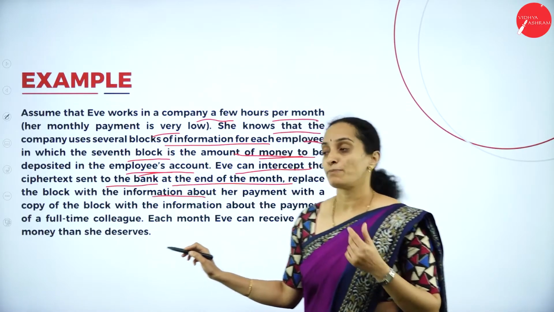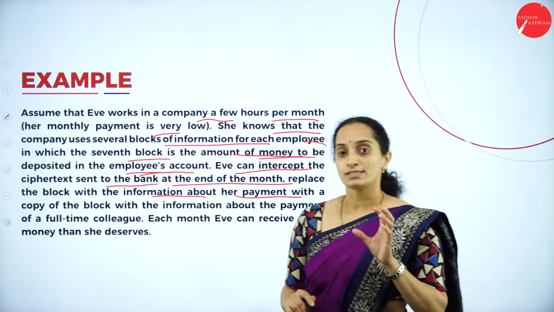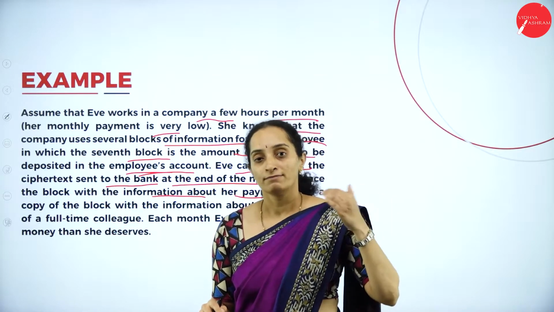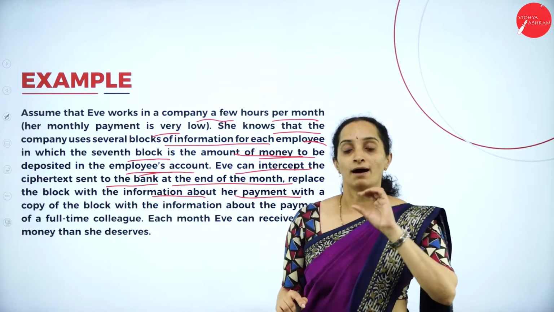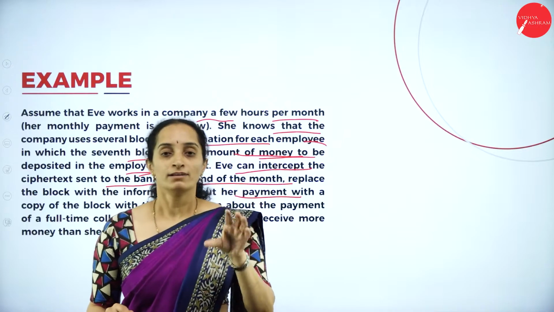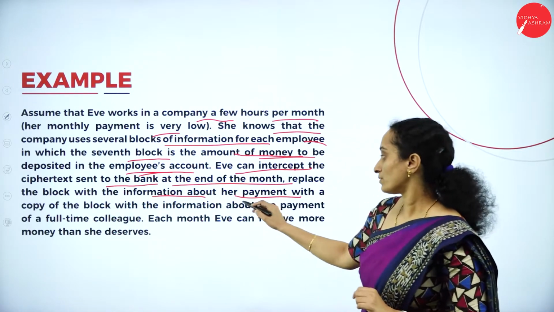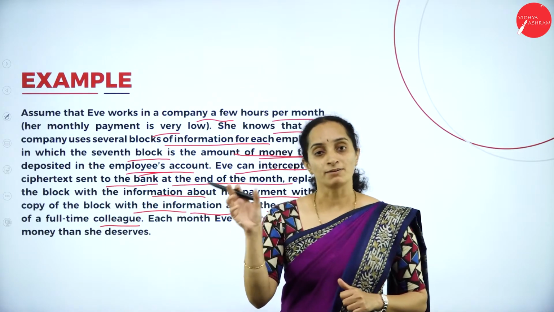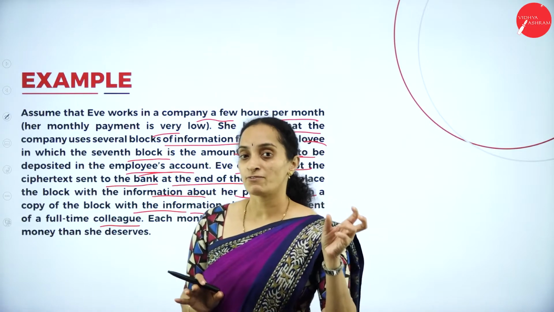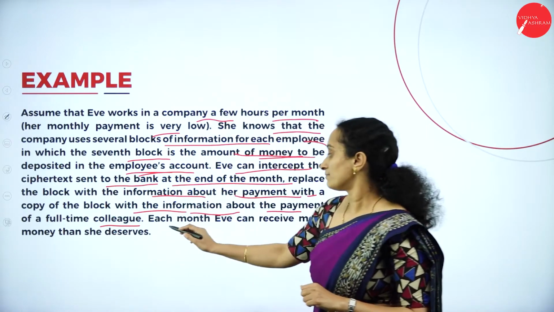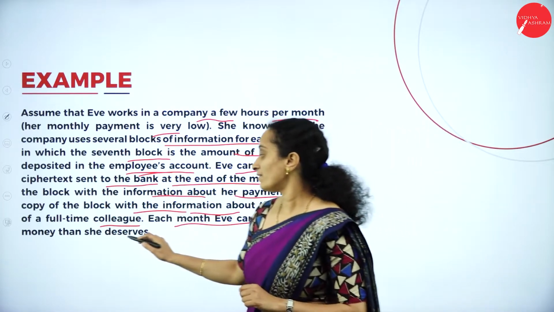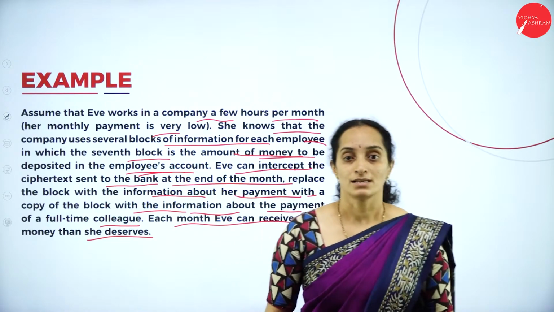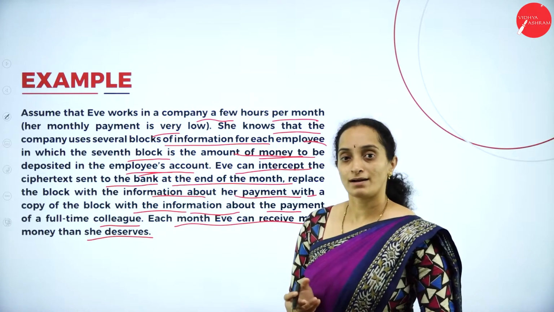She replaces the block with the information about her payment. What she'll do is replace the other six columns of some other employee, a permanent or full-time employee, with her details. What now happens is, the amount that has to be deposited to the permanent employee will be deposited to the attacker's account. She makes a copy of the block with the information about the payment of a full-time colleague. The payment will be of the full-time employee, but the name will be the attacker's. Okay, so each month Eve can receive more money than what she was offered or what she was used to getting before this stealing. Okay, this is how you can get the block.